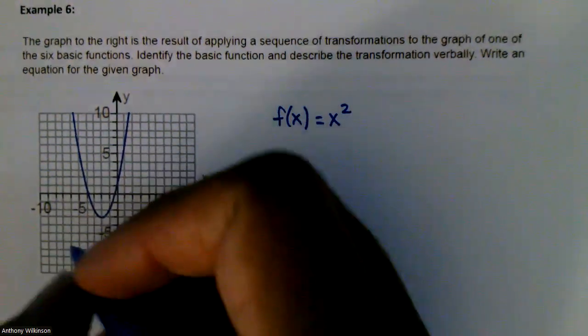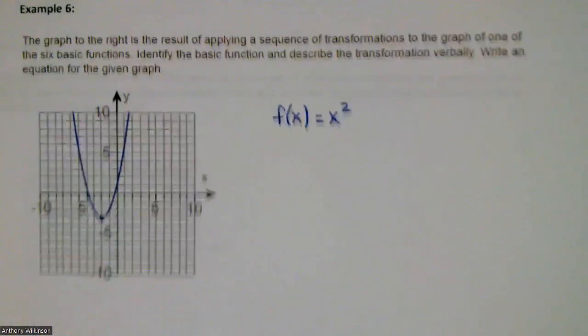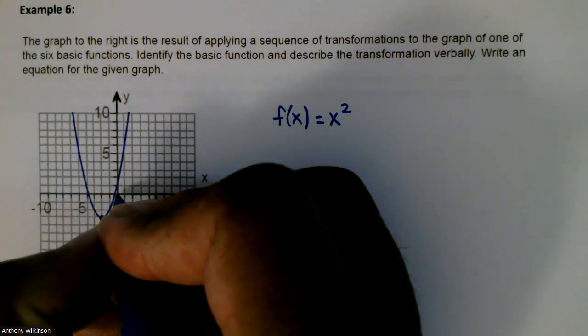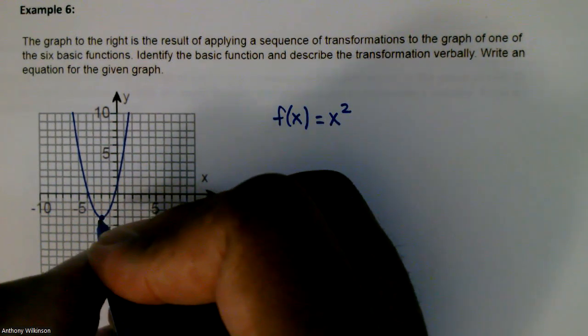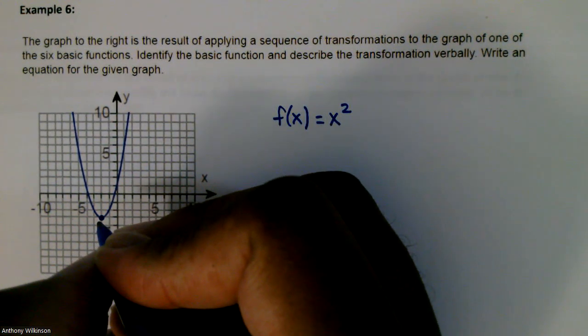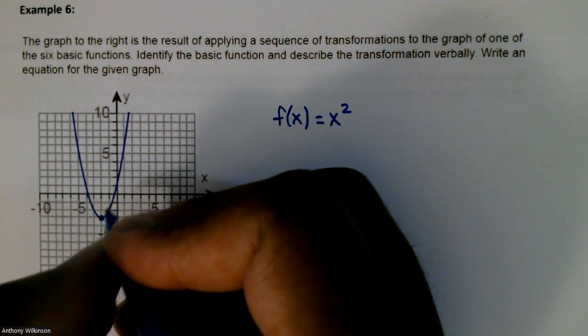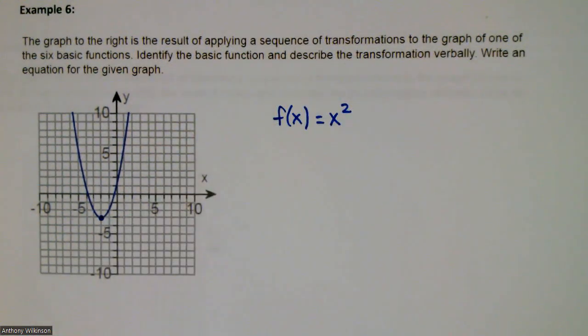Now notice the vertex, which is down here. By the way, the vertex is the lowest point on the graph. So if I go from the origin, I went to the left 1, 2, and down 1, 2, 3. Okay. As I went to the left 2 and down 3 for this one.